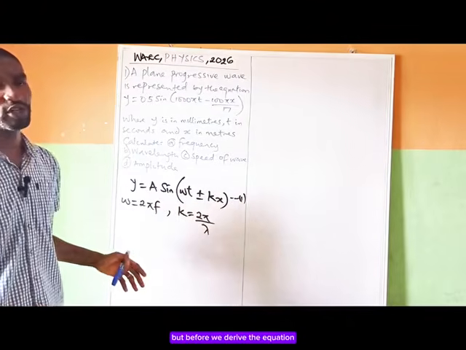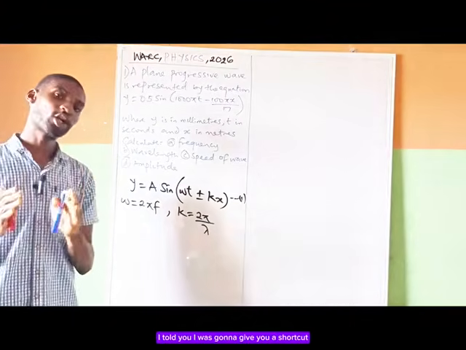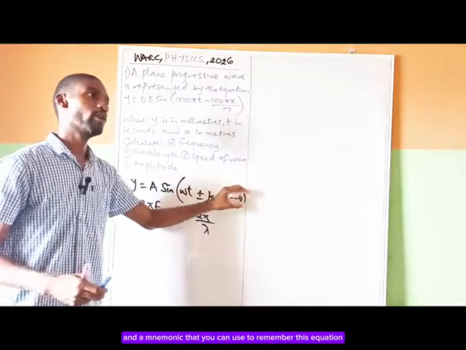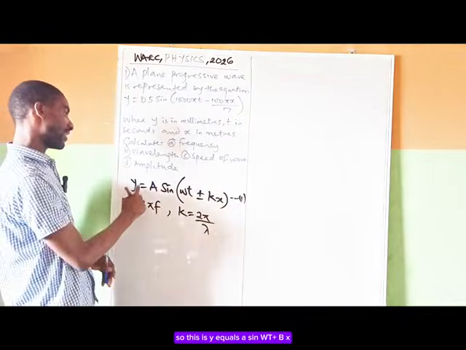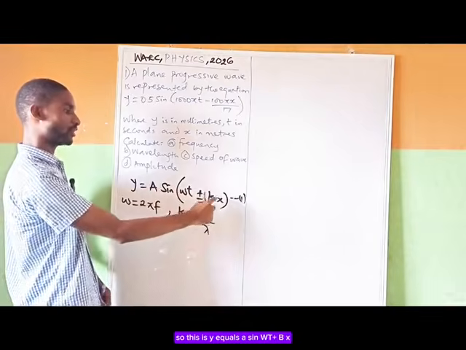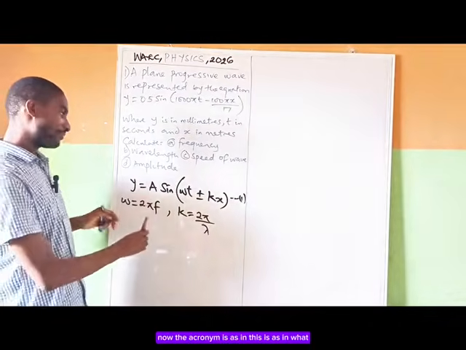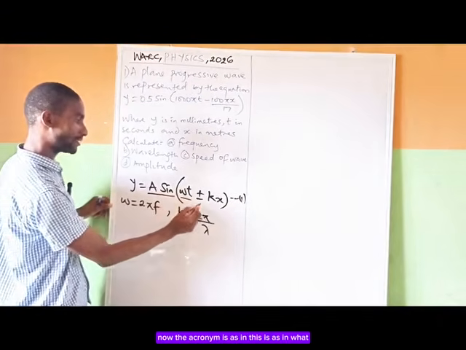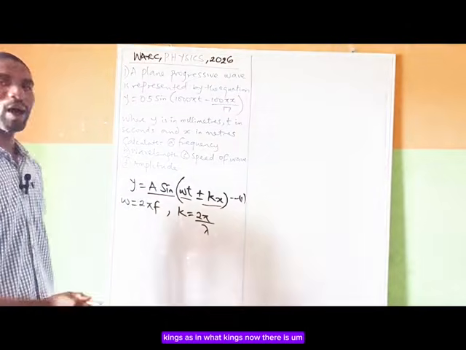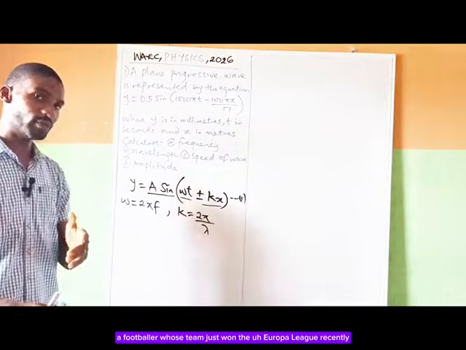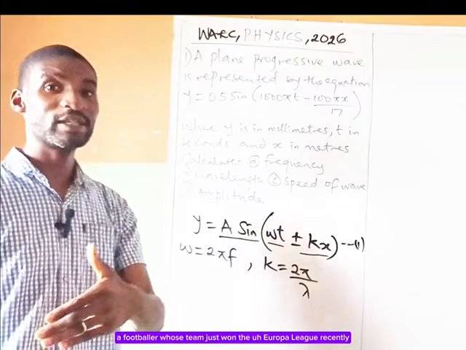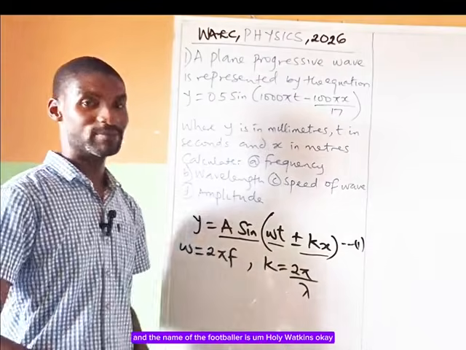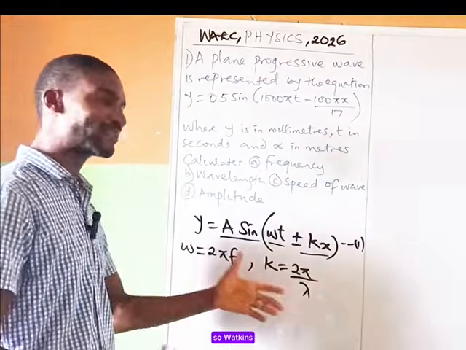But before we derive the equations, I told you I was going to give you a shortcut, a short formula, a mnemonic that you can use to remember this equation. So this is y equals a sine (wt plus or minus kx). Now, the acronym is A-S-in-Watkins, as in Watkins. There is a footballer whose team just won the Europa League recently. The name of the footballer is Ollie Watkins. So Watkins, that's his name.